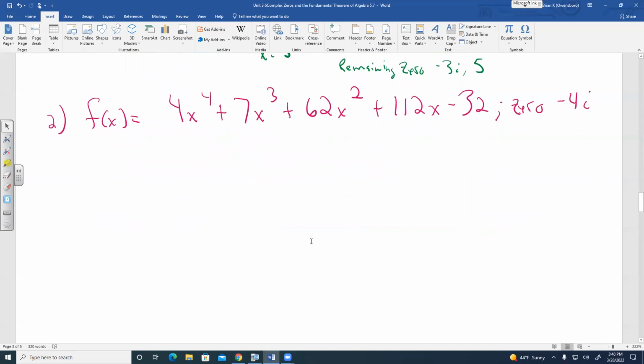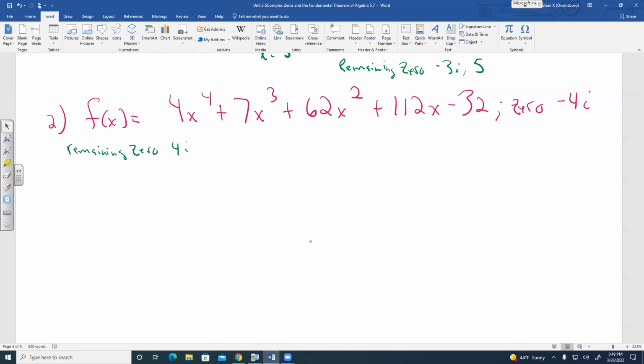So let's look at this next one. F of x equals 4x to the 4th plus 7x cubed plus 62x squared plus 112x minus 32. One of the zeros is negative 4i. So that means a remaining 0 would also be a positive 4i.